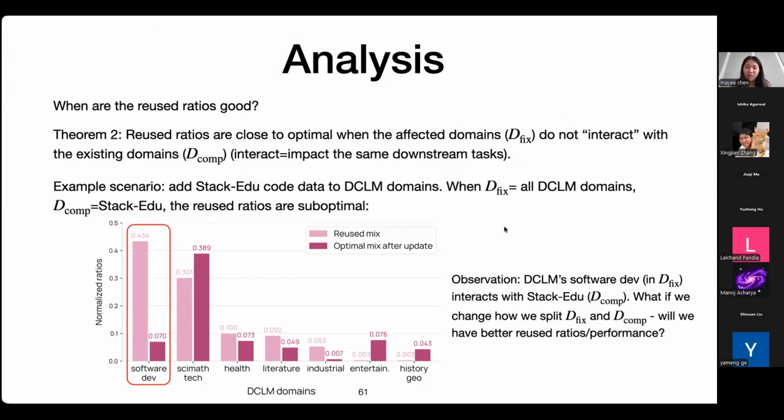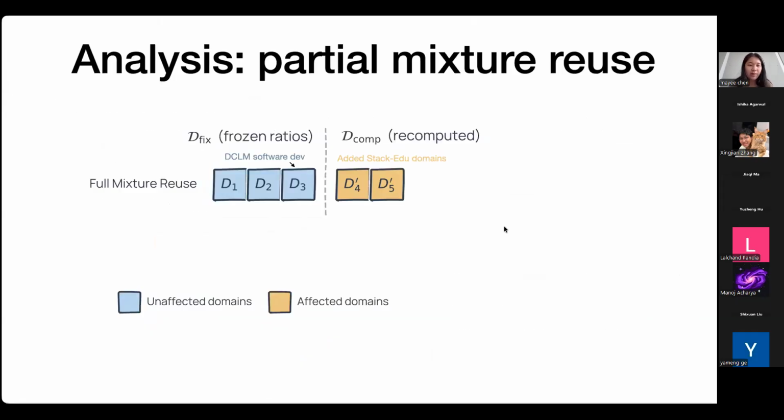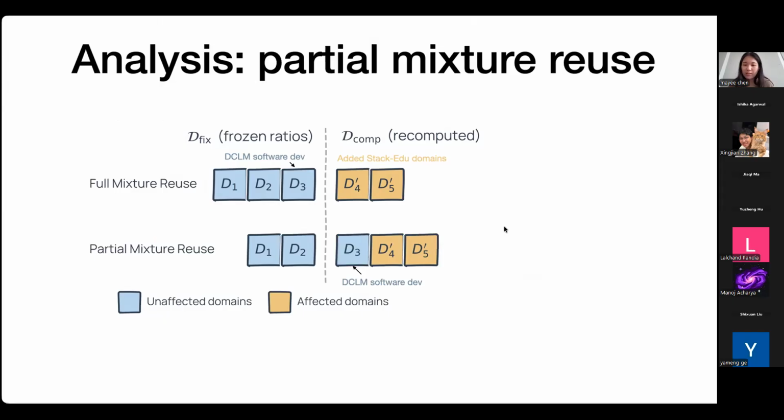And in the next few slides, we'll validate this by presenting an extension of mixture reuse that changes how we split dfix versus decomp. So recall that in standard mixture reuse, we split this d prime into a set of frozen ratios dfix and a set of ratios to recompute decomp, where dfix contains all the domains unaffected by the update, and decomp contains the domains affected by the update.